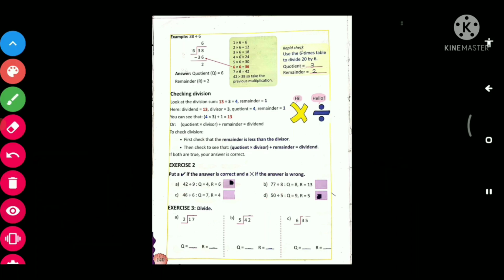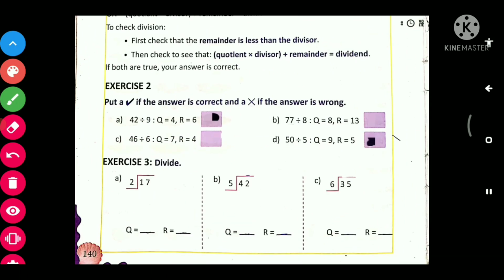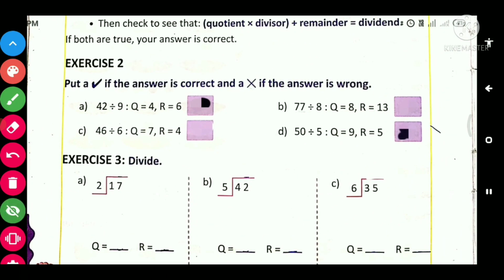Okay, now my dear students, see exercise 3. Here we have to divide. We have to use the long division method, and after dividing the number, we have to write which one is the quotient and which one is the remainder. So see the first one. So we have to divide 17 by 2. So divisor is what?